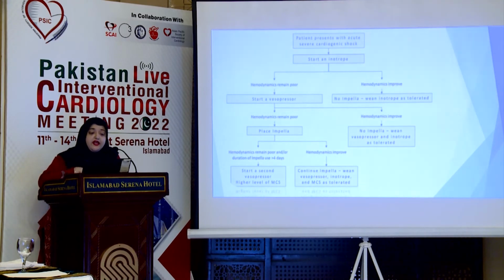So this flowchart is for when a patient presents with acute severe cardiogenic shock, you need to start an inotrope. If the patient's hemodynamic vitals improve, no need to go on to advanced treatments. If hemodynamics remain poor, you need to start a vasopressor. If there is a response to the vasopressor, no need to go on to advanced treatments. If there's no response to the vasopressors, again, you need to think more meticulously.